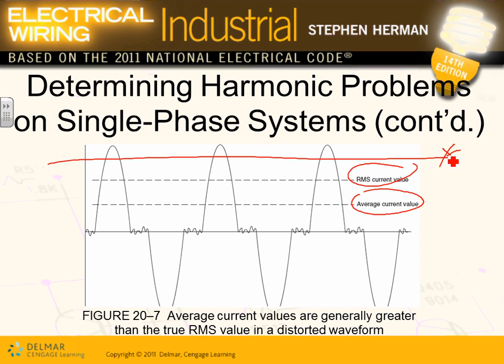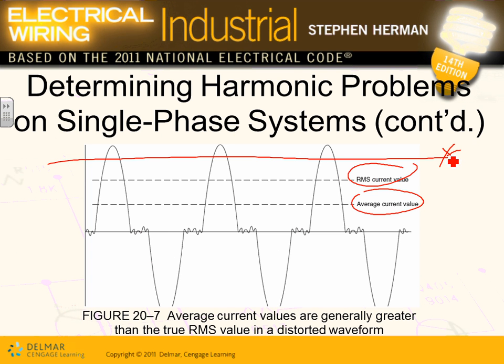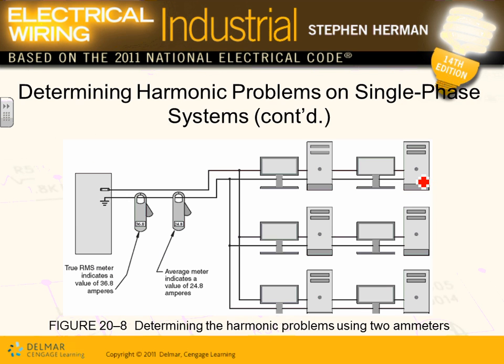So if your meter is measuring the average value and your meter is not true RMS, it will give you a lower value here, though the RMS value of a distorted signal will be higher. So long story short, that's why, if you go back here, you can see the distorted signal 50% lower. Your meter will measure 50% lower than what it should be, right here where it should be right here. So it screwed up your data.